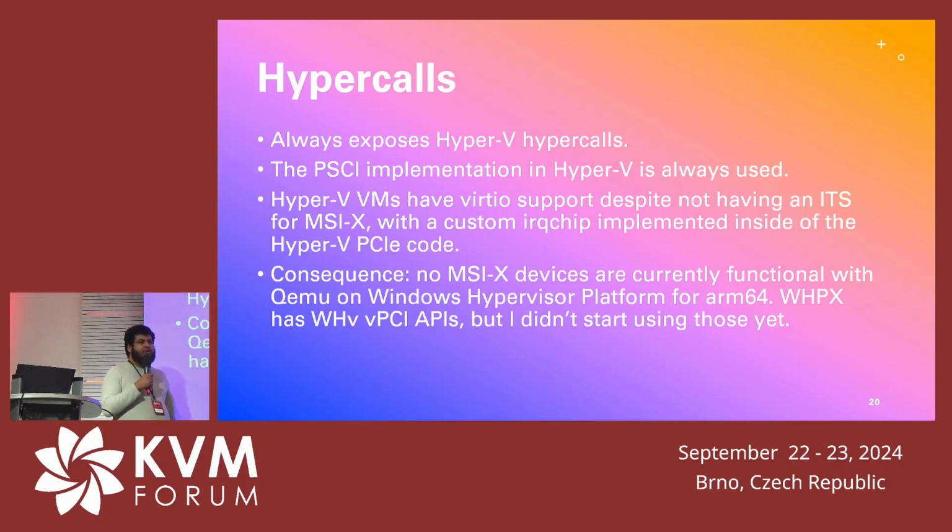On a regular full-fledged Hyper-V virtual machine, there is VirtIO support available, even though an ITS is not available, because inside of the Hyper-V PCI code, there is an IRQ chip implementation which supports that use case for MSI. So the consequence currently is that VirtIO devices are not functional in the current state of my port. Windows Hypervisor Platform has vPCI specific APIs, but I didn't start using those yet at this point.